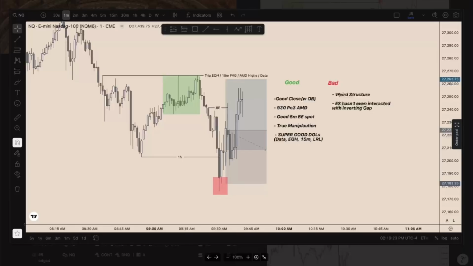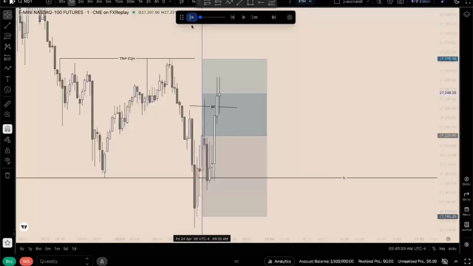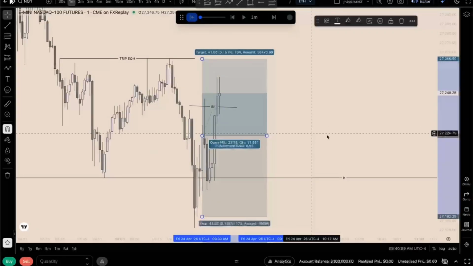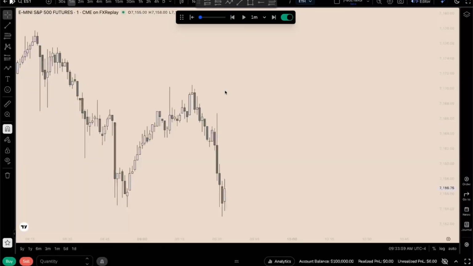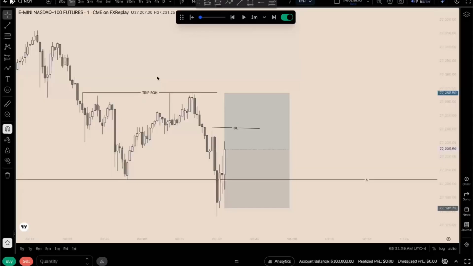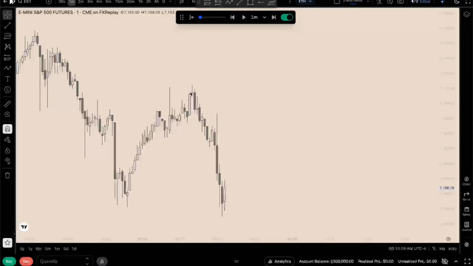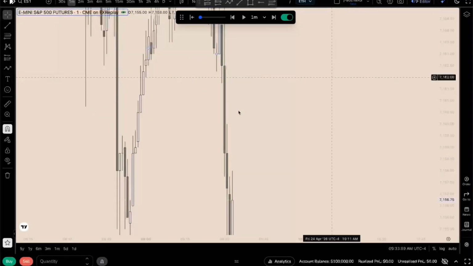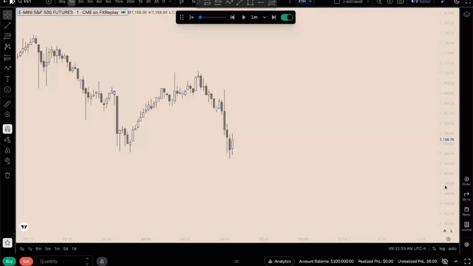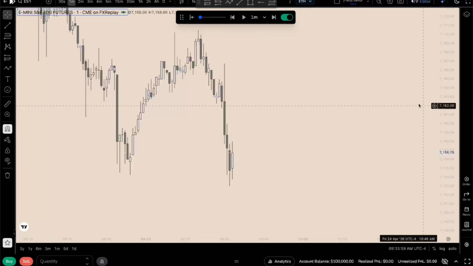But what was bad about it is we had weird structure, and ES hasn't even interacted with the inverting gap. So this was one of the biggest things that I didn't like about the trade, which I didn't notice in the moment. But looking at here, you can see while NQ inverses my key level, my gap, ES hasn't even touched my gap here, or barely made a bullish candle. So this, I definitely would have faded if I knew, but luckily I got saved with the break even.